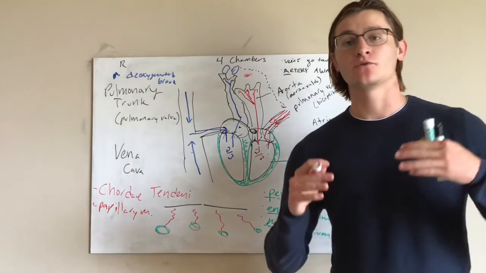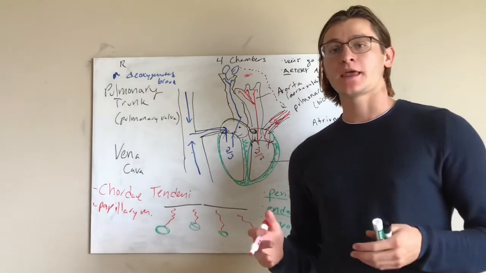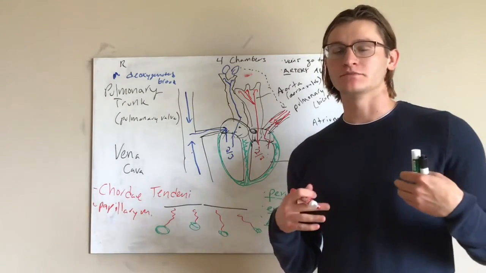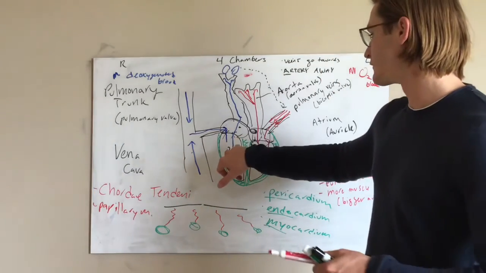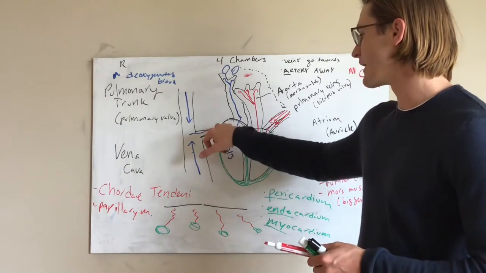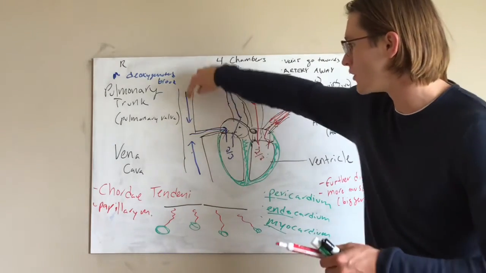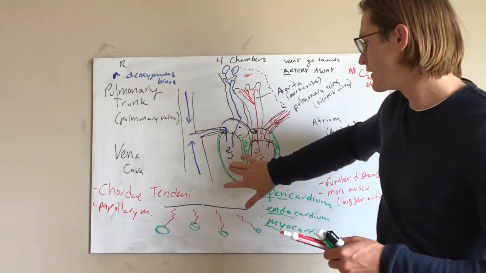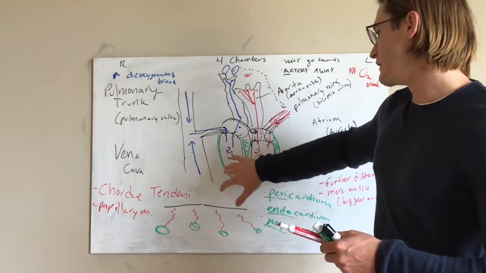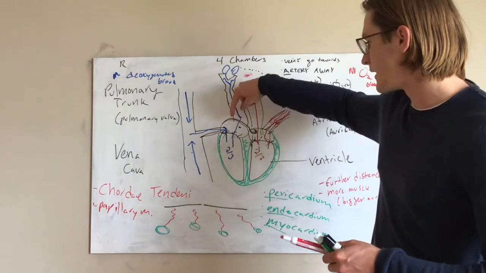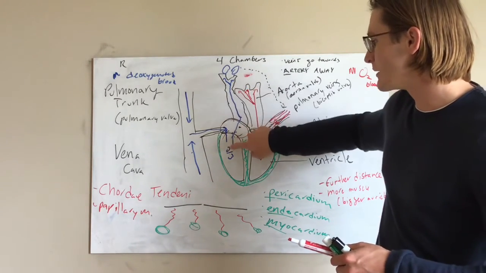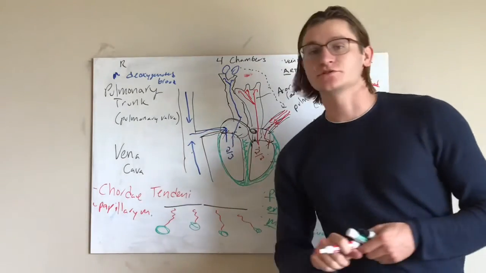That way we can only have unidirectional blood flow, and we don't have any backflow of blood. We don't want the blood coming from our ventricle and just going back into the atrium. We want it to go one way. So I want all my vena cava blood to go straight into the ventricle, and I don't want any of that blood going back out. I mean, that would be disastrous.